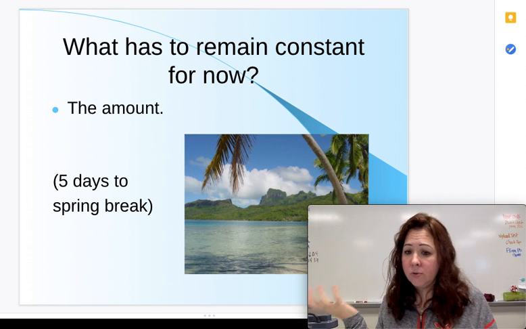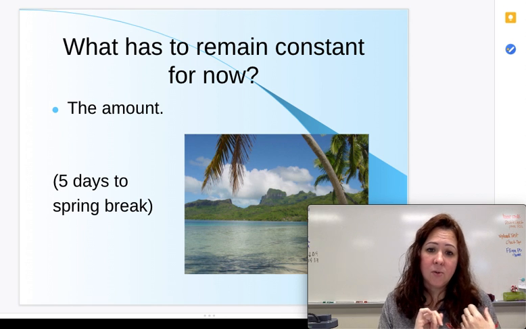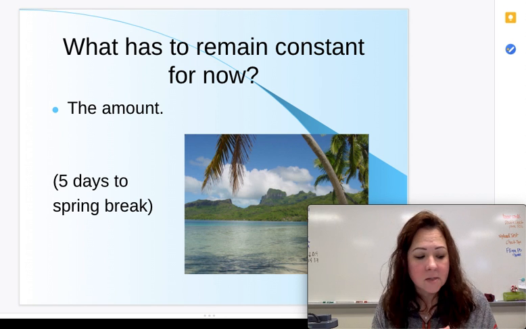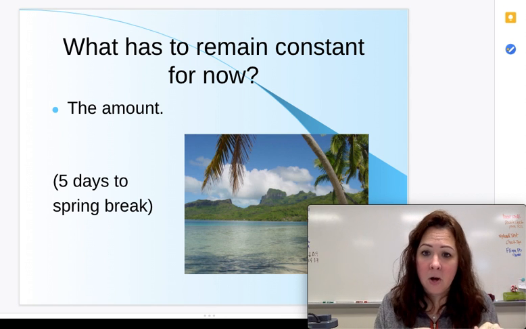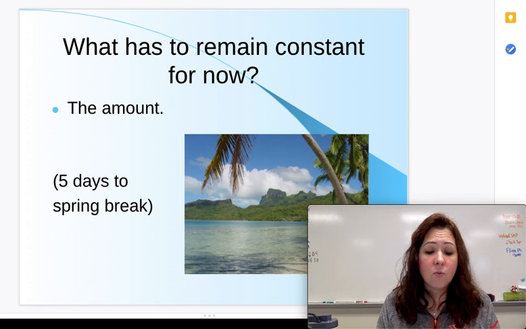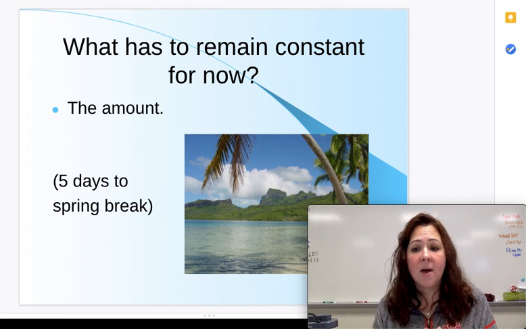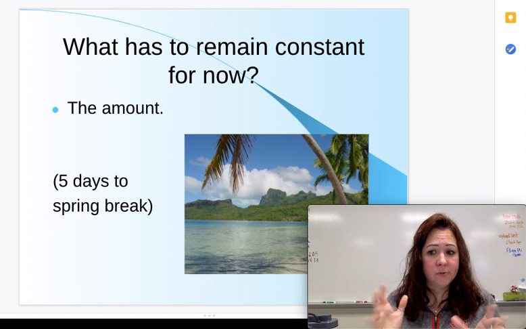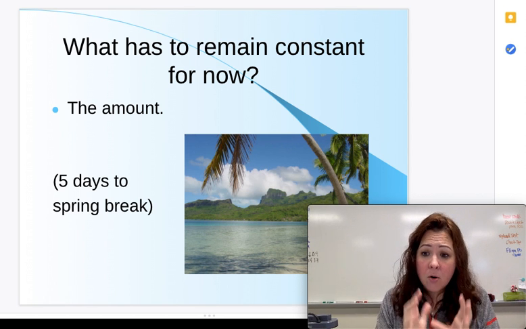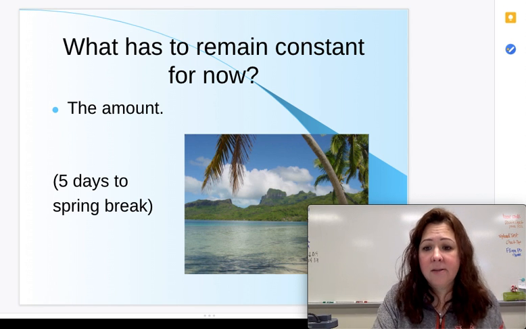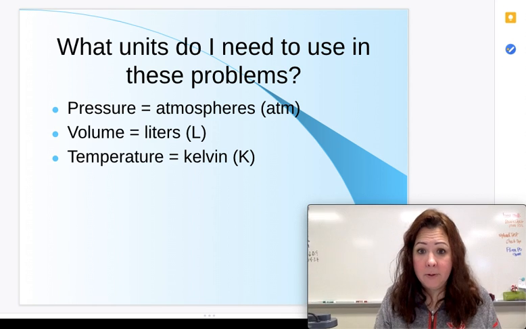We're not going to lose particles. We're not going to add particles to our sample, because that's going to affect the pressure, the temperature, the volume also. So for right now, if you have 4 grams of a gas, you have 4 grams of a gas through the whole thing. If you have 5 moles, you have 5 moles through the whole thing. So the number of particles that are in your sample will remain constant through the entire math problem.